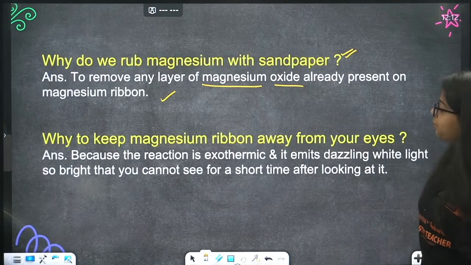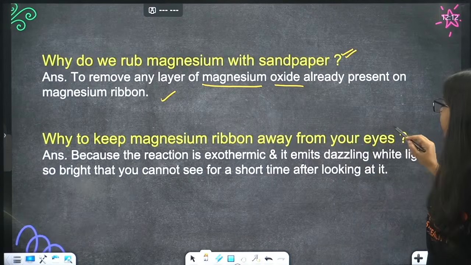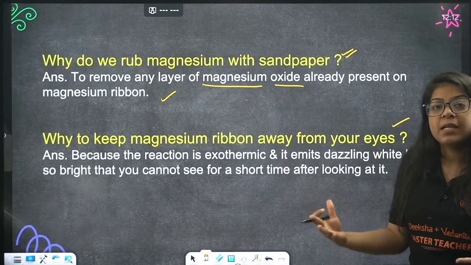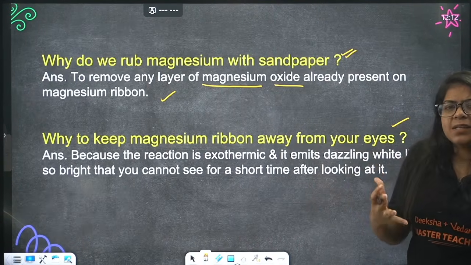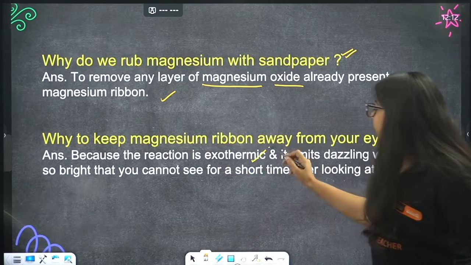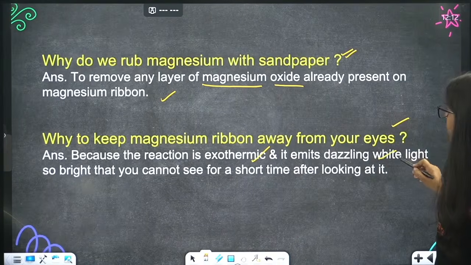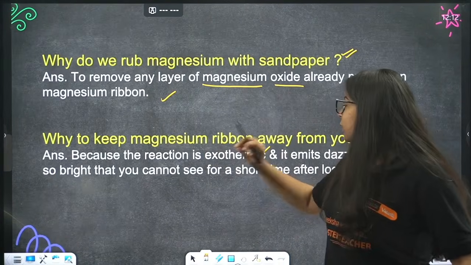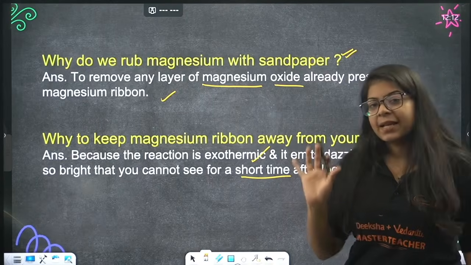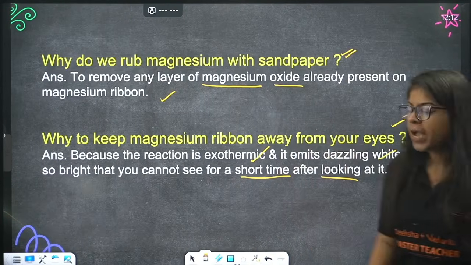Okay, done? Why keep magnesium ribbon away from your eyes? Because the reaction is exothermic. Heat is releasing. So you don't want something that is releasing heat near your eyes, obviously, right? So heat is releasing, that is exothermic. It emits dazzling white light, so bright that you cannot see for a short time after looking at it. Exactly what I told you. Done? Okay.